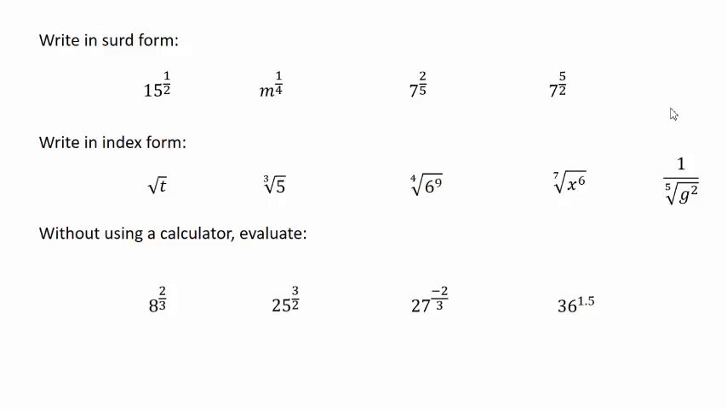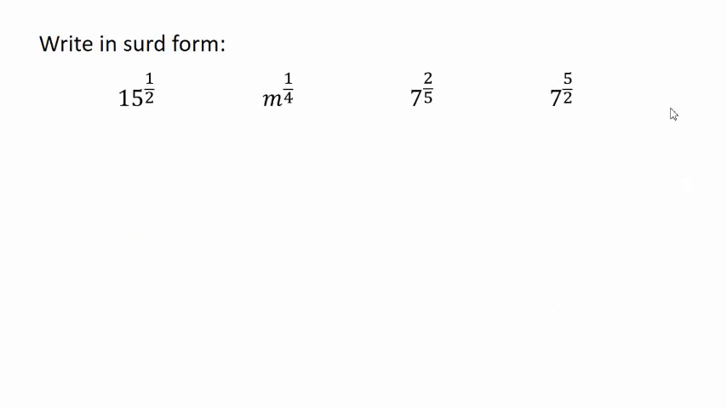Okay, first up, we're going to write these exponential expressions in surd form. Surd is the British English word. American English would say radical form. Okay, 15 to the power of a half is square root of 15, and that's really the definition that we're working with. Okay, m to the 1/4 is the fourth root of m.